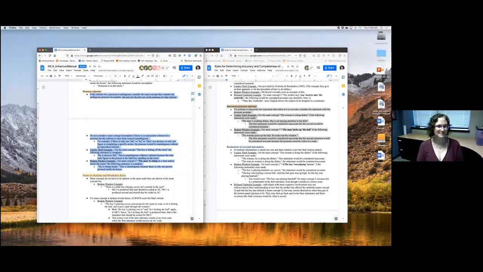So you can see here, we have the pronoun reference that Sarah Grace is showing on the left, which is more of a completeness issue. And then on the right is an inaccurate or an accuracy issue. And so I encourage you to take this approach.